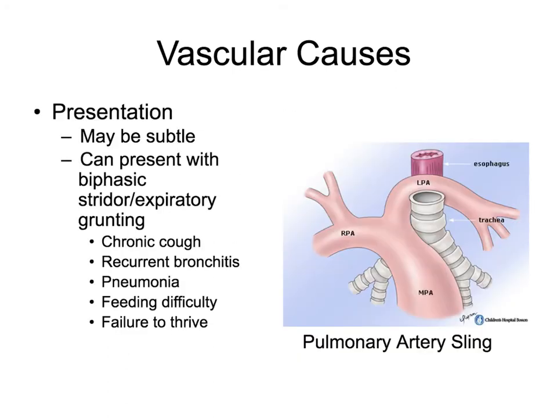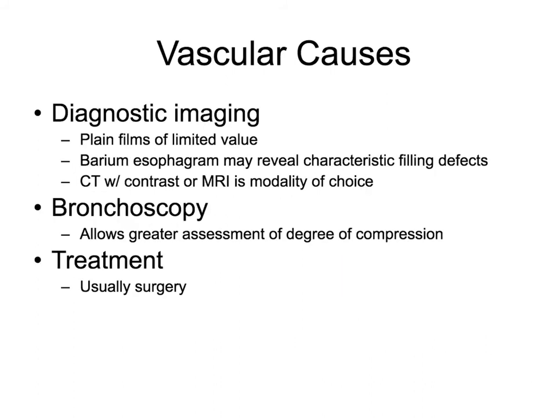Presentation may be subtle. It can present as stridor that's biphasic or expiratory grunting. It can manifest as chronic cough, recurrent bronchitis, pneumonia, feeding difficulty, or failure to thrive. Plain films could be of limited value. Barium esophagram may reveal characteristic filling defects. CT with contrast or MRI is a modality of choice. Bronchoscopy allows greater assessment of degree of compression, and treatment is usually surgery.